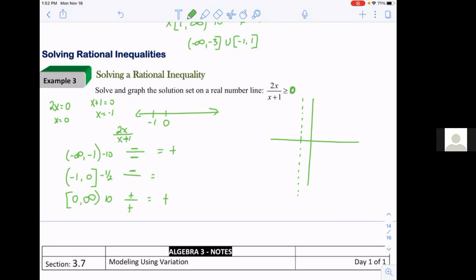Because now when I come back here and I use a negative 1/2, a negative 1/2, and a positive 1 gives me a positive 1/2. And that becomes a negative. There we go. Now life is good.